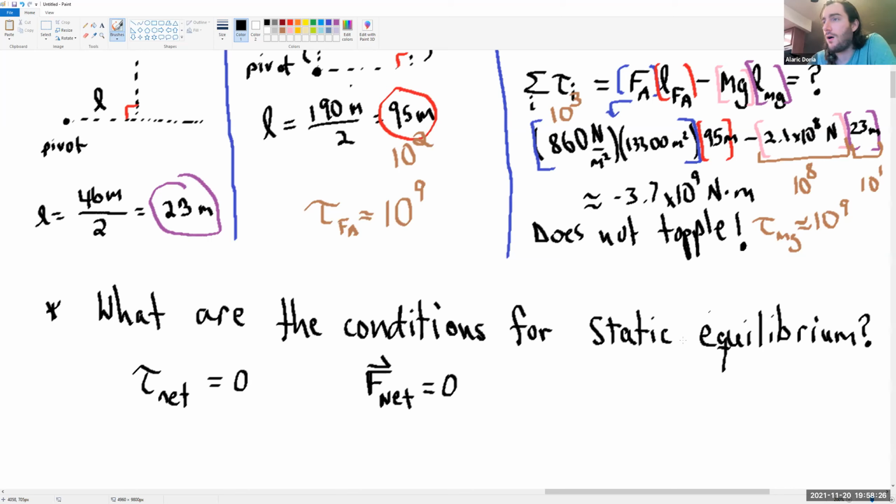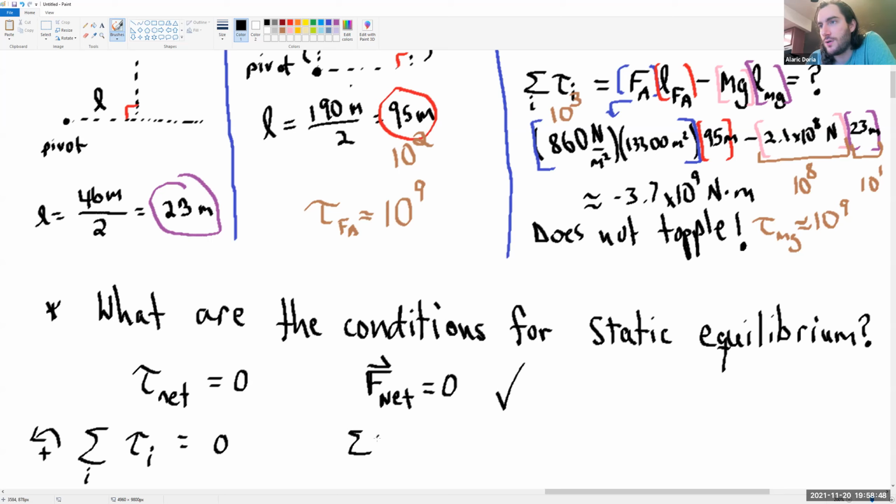Yeah, so these are the correct conditions here for static equilibrium. If we want to write out what the net torque is, we could write a summation of all torques, and we should maybe choose a direction, maybe counterclockwise to be positive, and say that that equals zero.